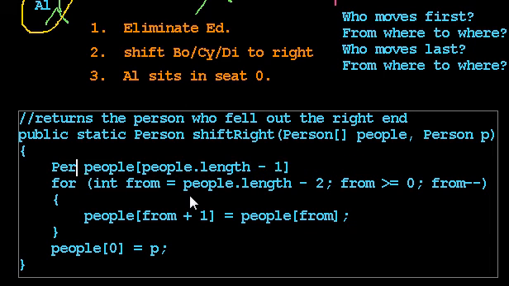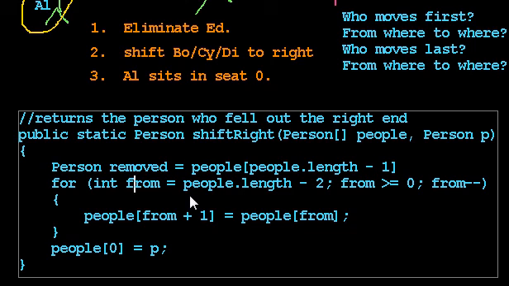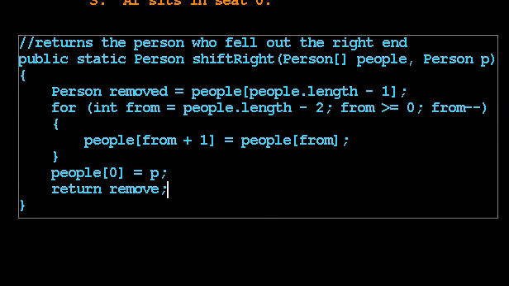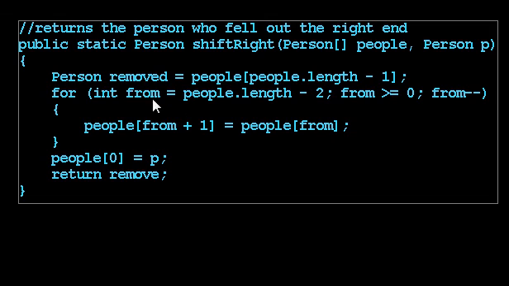That means we need to remember that person in a variable. This is our removed person. And then when I'm all done, I can return that person that I remembered, the person who fell out of the right-hand side. In the next video, we'll take a look at how to write this starting with using the variable to instead of from, and then we'll take a look at what happens when we shift in the other direction. I will see you there.